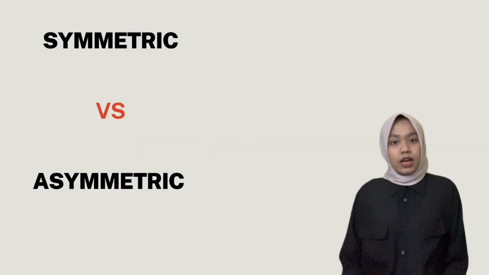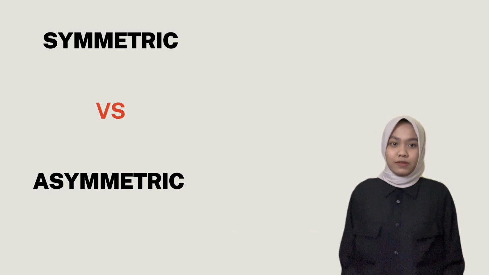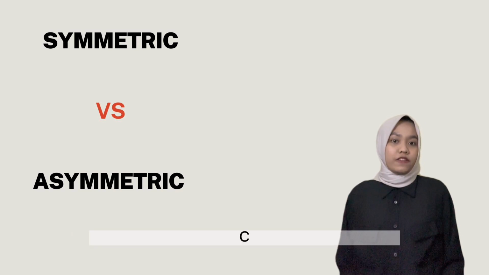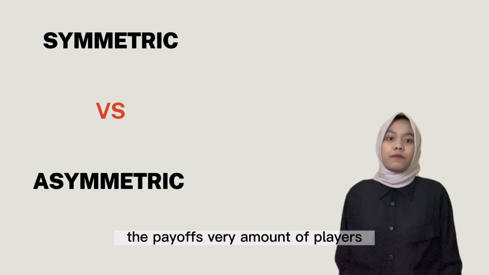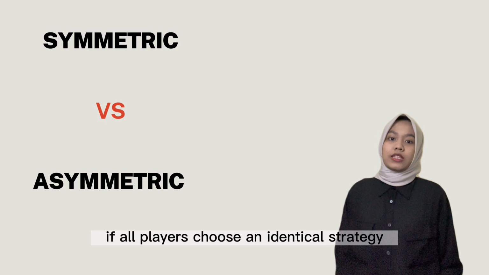So the second type is symmetric and asymmetric. In the case of symmetric games, the payoff depends on each player's strategy. Conversely, in asymmetric game settings, the payoffs vary among the players. The payoff will differ even if all players choose an identical strategy.